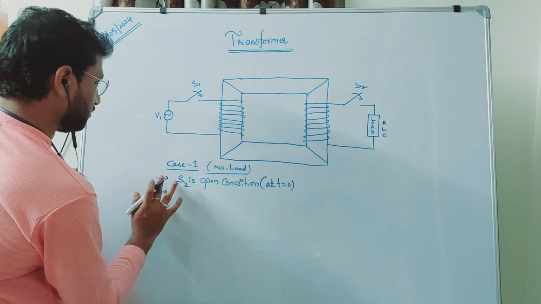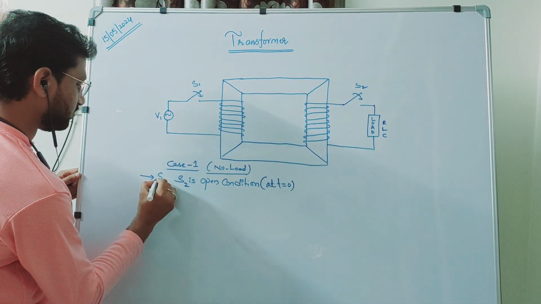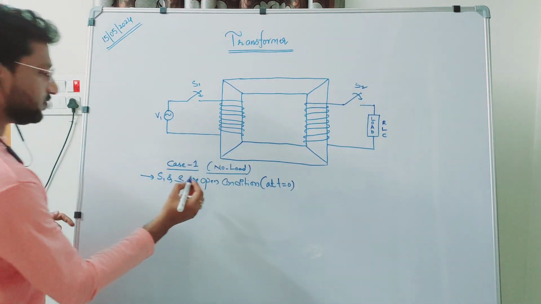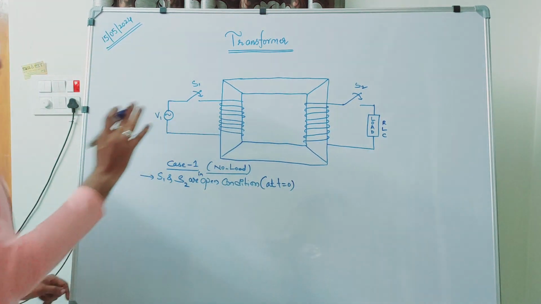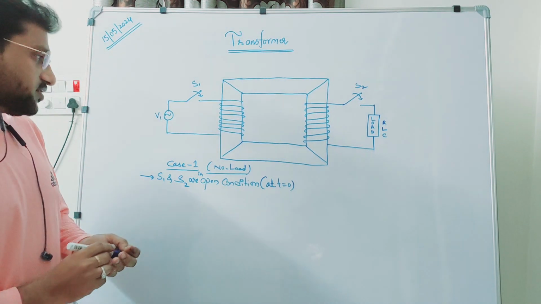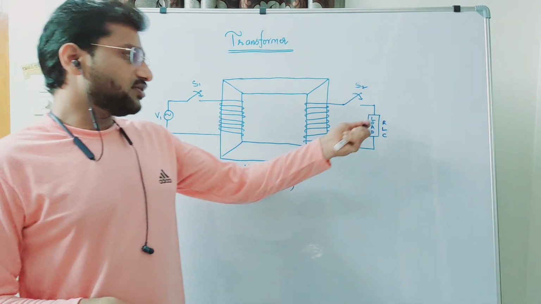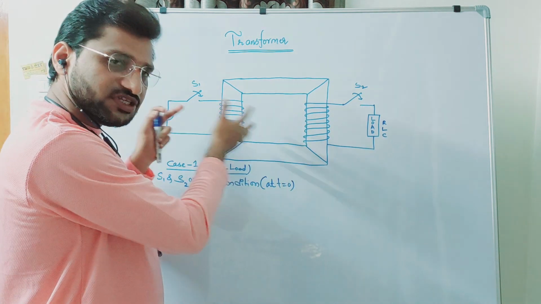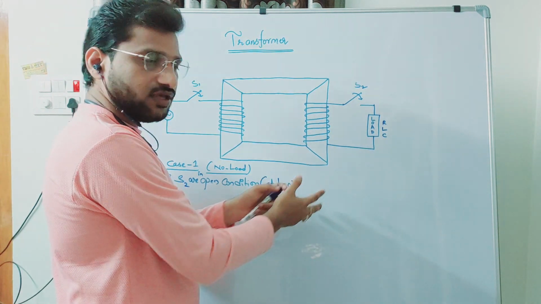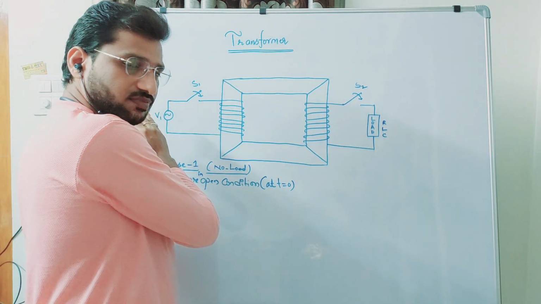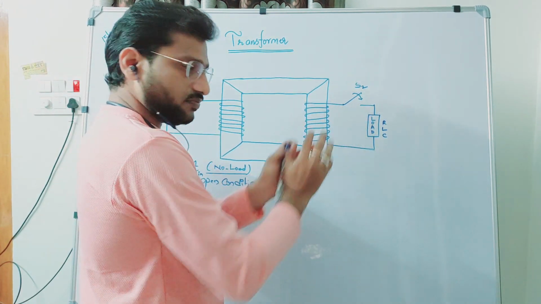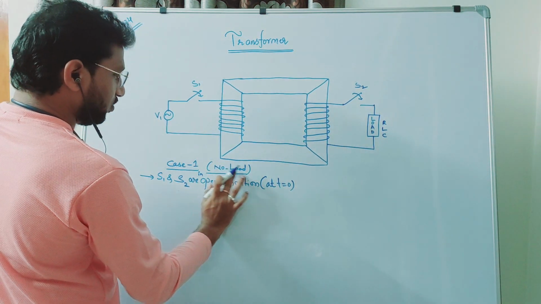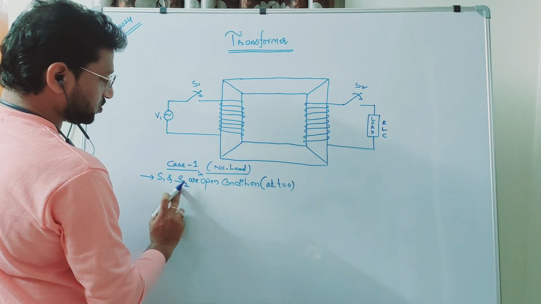Now, both S1 and S2 are in open condition. So it's a normally ideal condition, because the power supply is not connected and the load is also not connected. It is simply a magnetic core wound with two different windings, one primary winding and the other secondary winding. Primary winding is not fitted with any power supply, and secondary winding is not connected to any load. It may be resistive, inductive, or capacitive. So in case 1, a no load condition, S1 and S2 are in open condition.